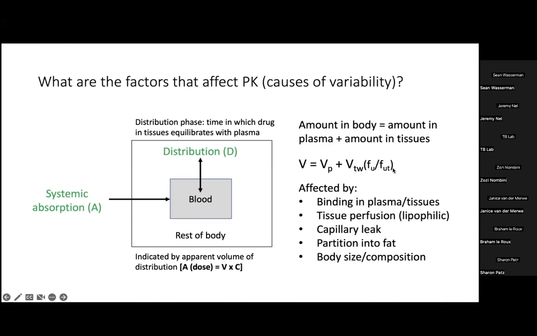Now, the total volume of plasma and tissue water together in an average 70 kilogram person is about 42 liters. And so a drug that has a volume of distribution more than 42 liters is a high volume distribution drug, and less is a low volume distribution drug. And clearly, you can see from this equation, and you can even imagine, that volume of distribution is affected by binding to protein in plasma and tissues.